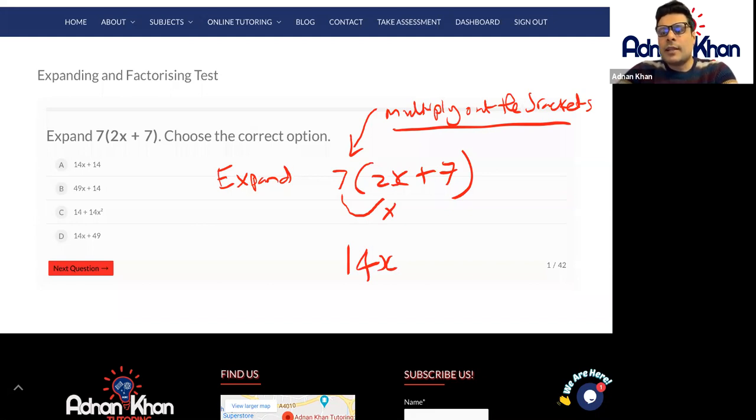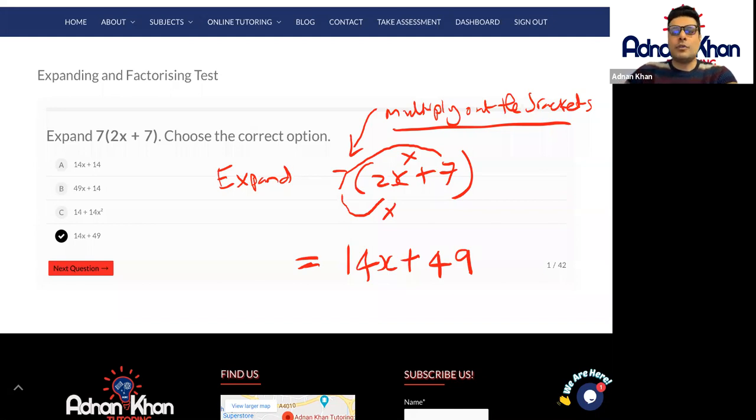Now we've got the plus sign in the brackets, so the plus sign will carry on in this context. And now we're going to do 7 multiplied by 7, which is 49. So remember, in your answer, you're not going to have any brackets anymore because we have just multiplied out the brackets themselves. So if you look on the left-hand side to see which options will be the best in this case in terms of the answer, it is option D, 14x plus 49.